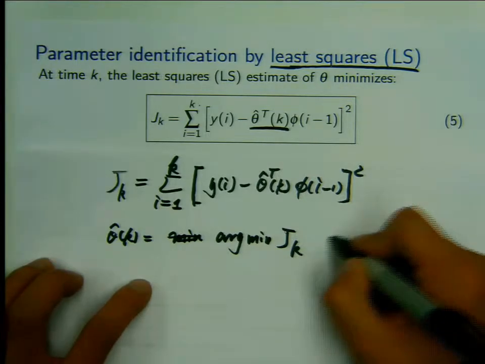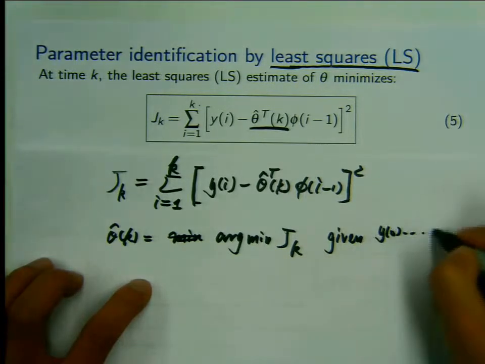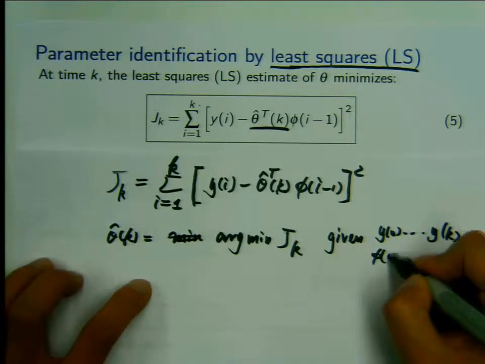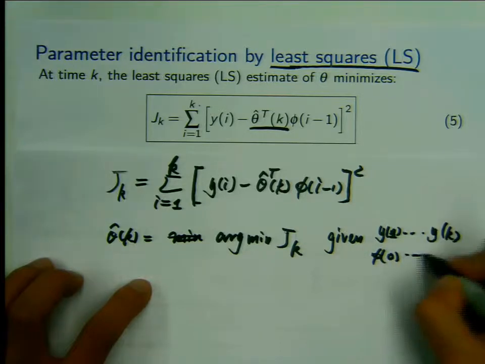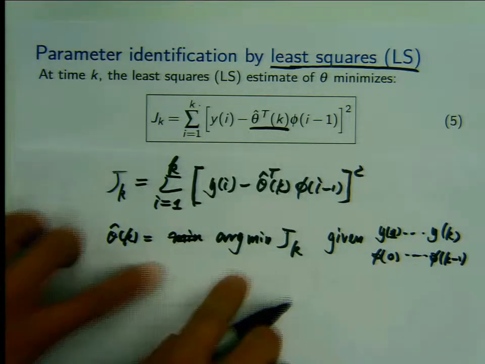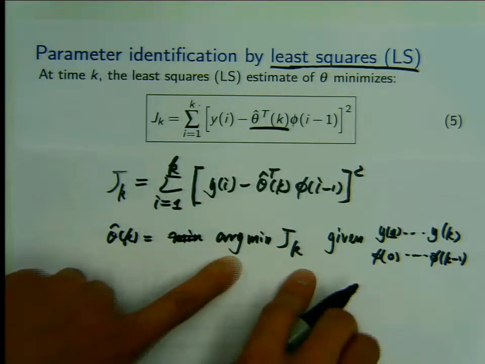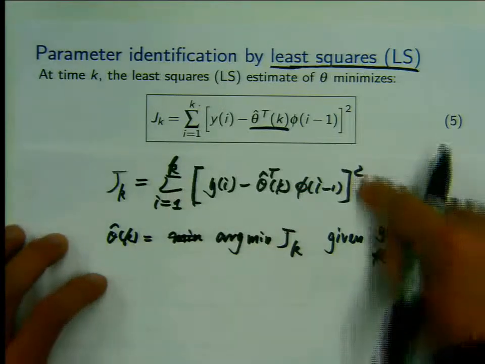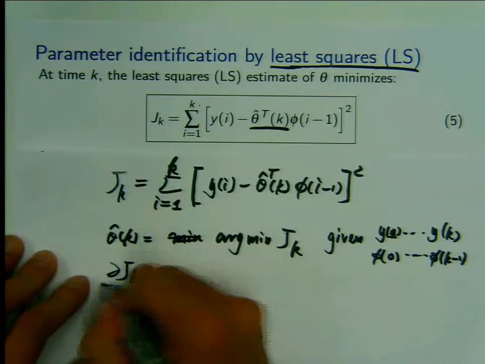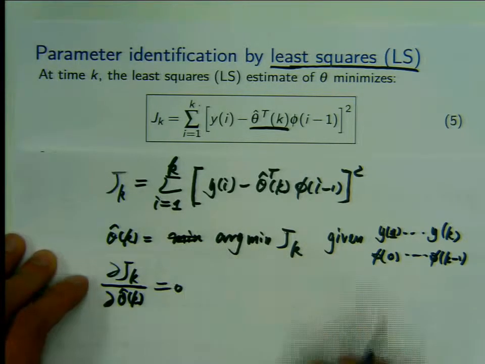Given y0 to yk and phi 0 to phi k minus 1. So if you want to solve this unconstrained optimization problem, just take the partial derivative. This is a quadratic function, so you can just take the partial derivative and then get the solution. So set it to 0.